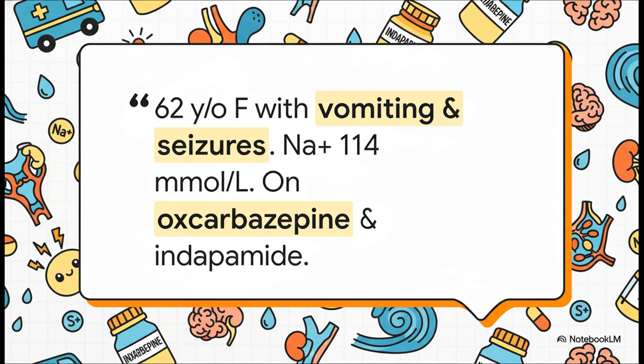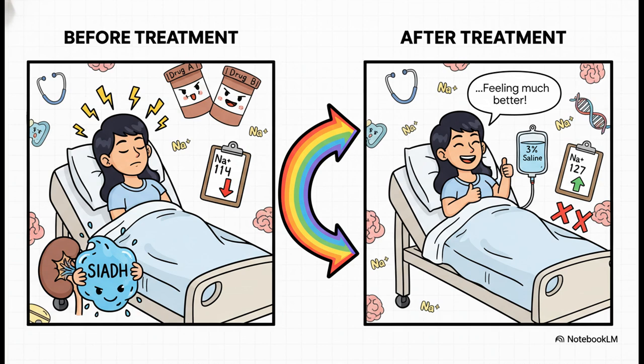You look at her chart, and you find the key clues. She's on oxcarbazepine, an anti-epileptic notorious for causing low sodium, and indapamide, a thiazide-like diuretic. The diagnosis here was SIADH, with her medications being the main culprits. Now, because she was having active, life-threatening seizures, she was treated with 3% hypertonic saline. That's a very concentrated salt solution that we use to carefully bring the sodium up just enough to stop the seizures. And the treatment worked beautifully. 5 days later, her sodium was up to 127, and she was awake, conscious, and talking. It's a fantastic outcome that came from applying these principles correctly.